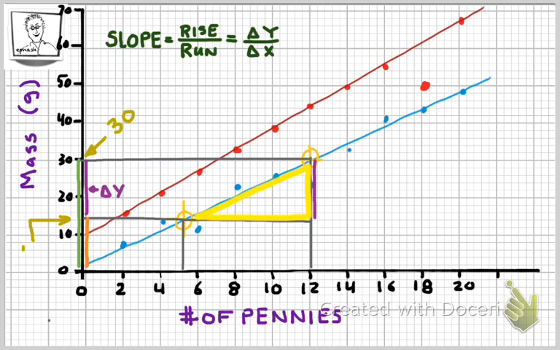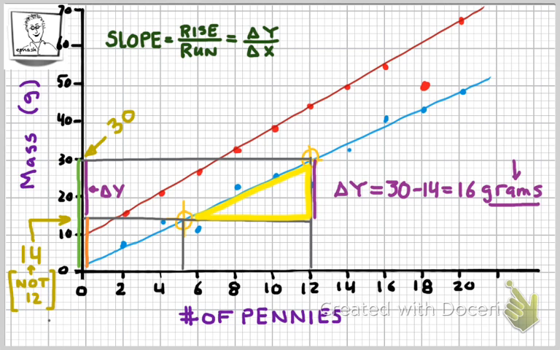So, the green line is 30 in length. The orange line is 14 in length. Notice it's not 12. You have to be careful about just looking at the squares here. You have to figure out exactly what each square represents in terms of the mass in grams, and not just as units. A lot of kids will just simply count the squares, and that doesn't work. So delta y is equal to 30 minus 14, and that gives us a delta y, or a rise, of 16, and it's 16 grams. Remember that this represents an actual measurement in mass, not just 16 units.